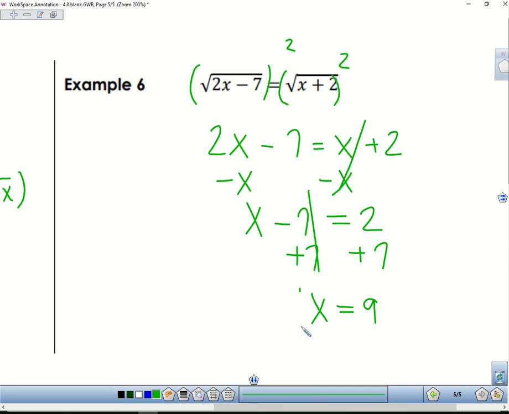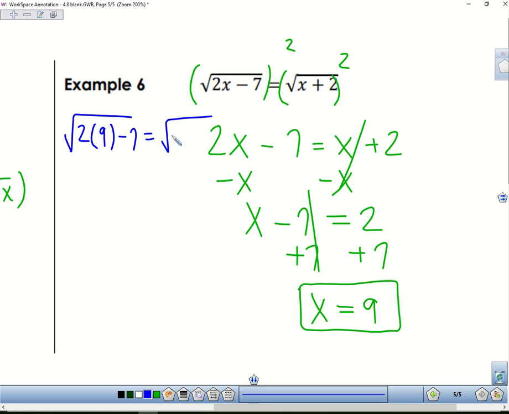So pretty straightforward. And then we just plug the x back in to ensure that's a true statement. So 2 times 9 minus 7 is equal to 9 plus 2. So that's the square root of 11 equals the square root of 11. True or false? True. So this is an answer. So that's the whole lesson.